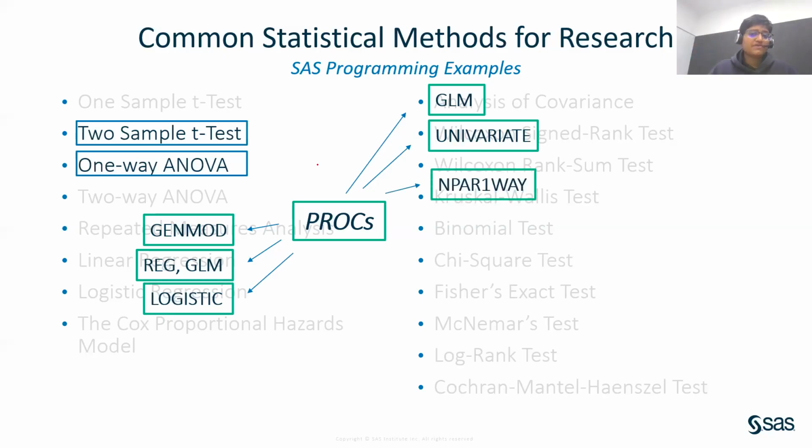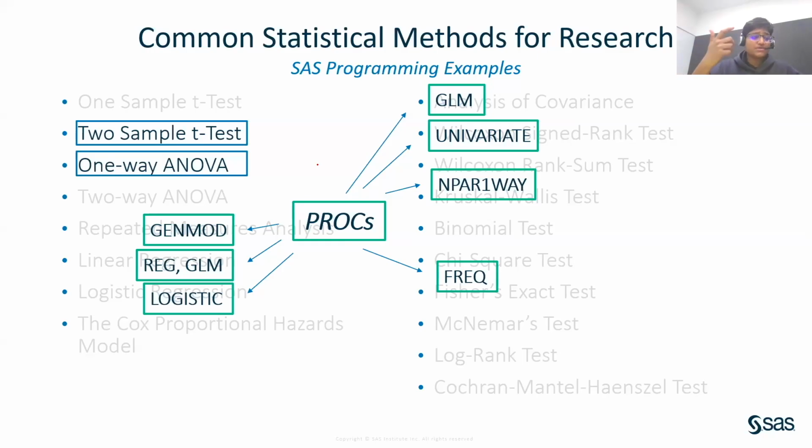Following that, most of your non-parametric tests such as your Kruskal-Wallis and Wilcoxon rank sum tests can be achieved with the NPAR1WAY procedure, and the full form of NPAR1WAY stands for non-parametric one way analysis. Following that, your categorical data analysis in terms of hypothesis testing, such as your binomial test, chi-square test, Fisher's test, McNemar's test, Cochran-Mantel-Haenszel test. These are the different tests you can perform with one single procedure known as your FREQ procedure.